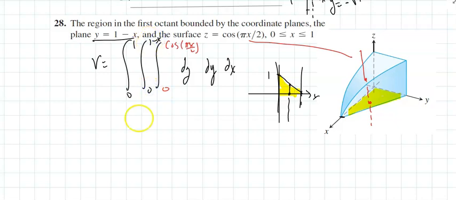I wanted to do one more, but I am out of time. I really wanted to do number 32. But it's all good. I'll assign it in the homework. You guys could do it.